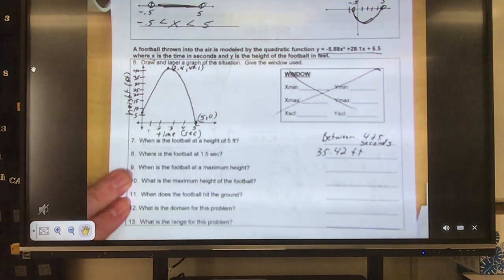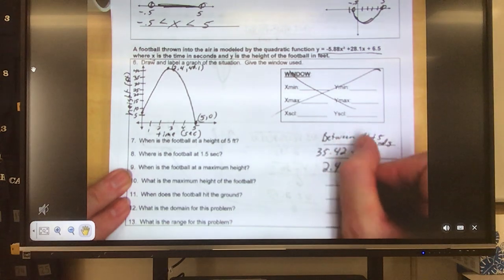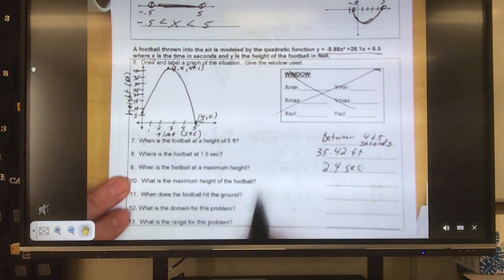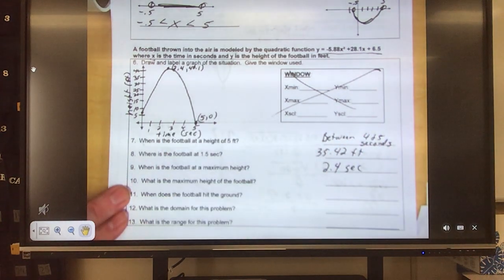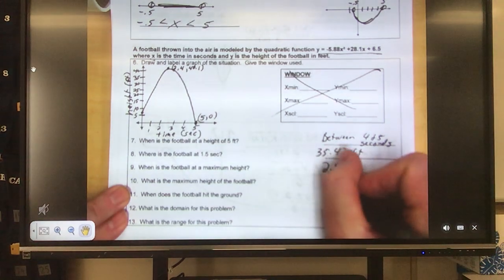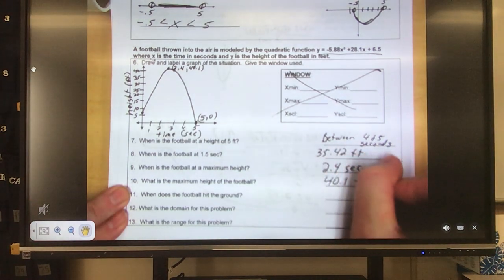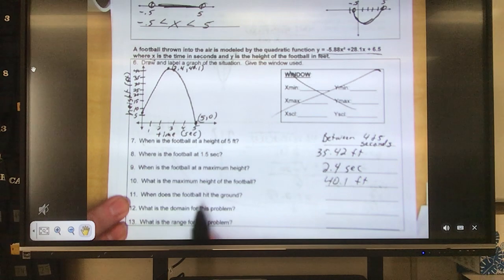Now it says, when is the football at its maximum height? When was it? What time? We wrote it down. That's why we wrote it, so we don't have to look it back up. 2.4 seconds. And then it asked me, what was the maximum height? We wrote it down. 40.1. Then it says, when does that football hit the ground? We wrote it down. 5 seconds.